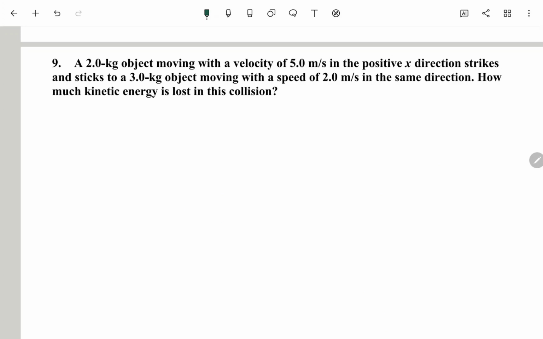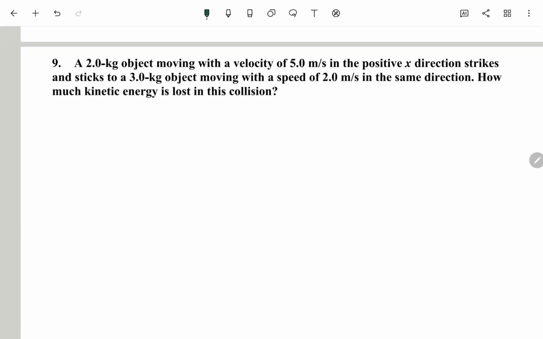A 2 kilogram object moving with a velocity of 5 meters per second in the positive x direction strikes and sticks to a 3 kilogram object moving with a speed of 2 meters per second in the same direction. How much kinetic energy is lost in this collision?